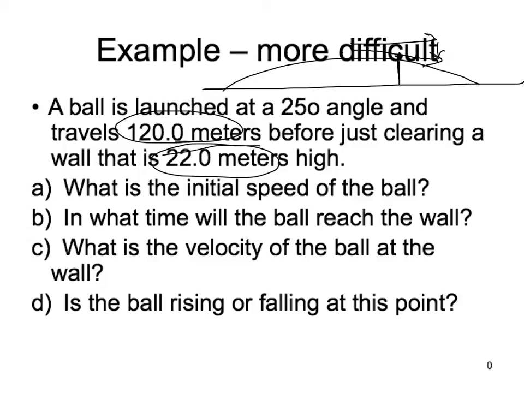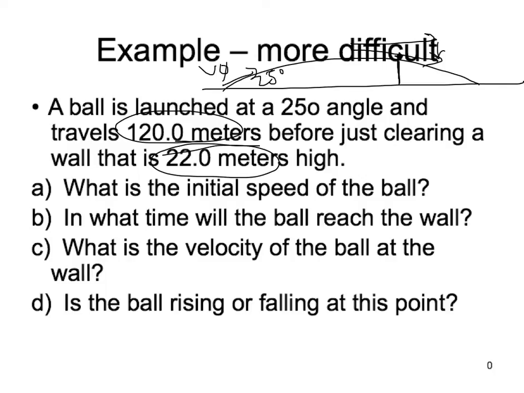They also ask us for the initial speed of the ball, like right to start with. And they tell us it's a 25-degree angle. So they give us an x and they give us a y. They just don't tell us what the highest point is. So we can't say v sub y is 0 at 22 meters, because that's not the highest point.